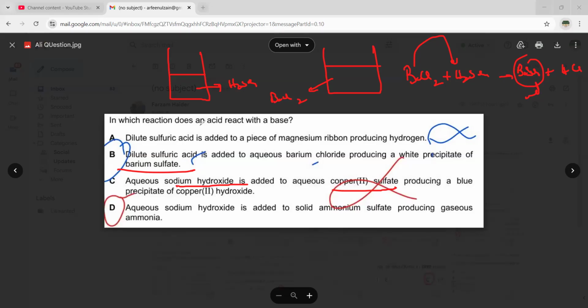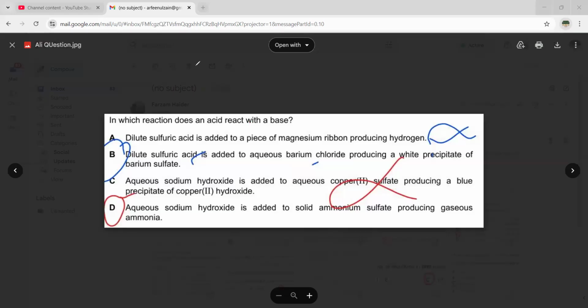And we need to find which reaction has an acid reacting with a base. The next one is aqueous sodium hydroxide added to copper(II) sulfate, producing a blue precipitate of copper hydroxide. So we have sodium hydroxide. What is this reaction? We have a copper sulfate salt, and we are adding sodium hydroxide.